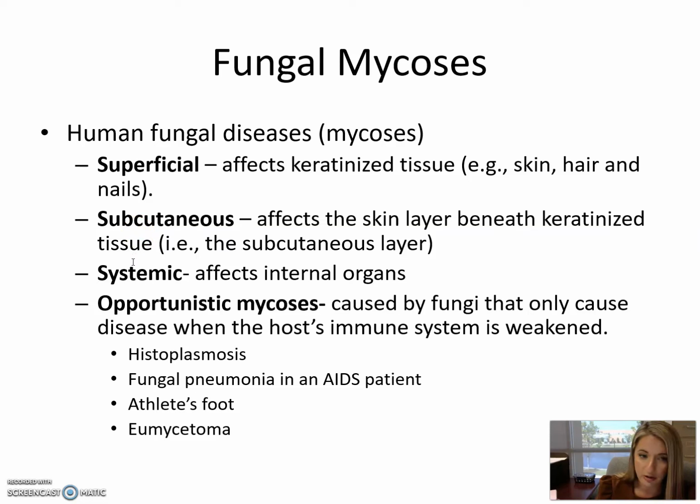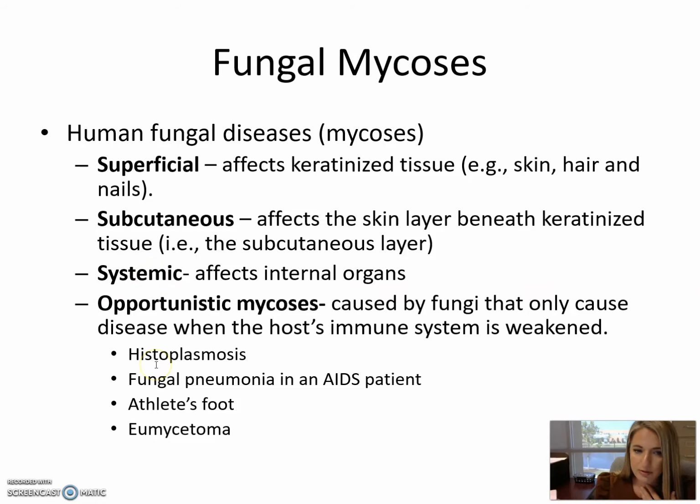Systemic fungal infections target any internal organ. So if you have a fungal infection in your brain, heart, kidneys, lungs, liver, wherever, it's considered a systemic fungal infection. And then opportunistic fungal infections only affect those individuals who are immunocompromised. So if someone is immunocompromised as a result of diabetes or cancer or taking immunosuppressant drugs for an organ transplant, and they get an opportunistic fungal infection, we would classify it as such. I have a few examples here at the bottom.